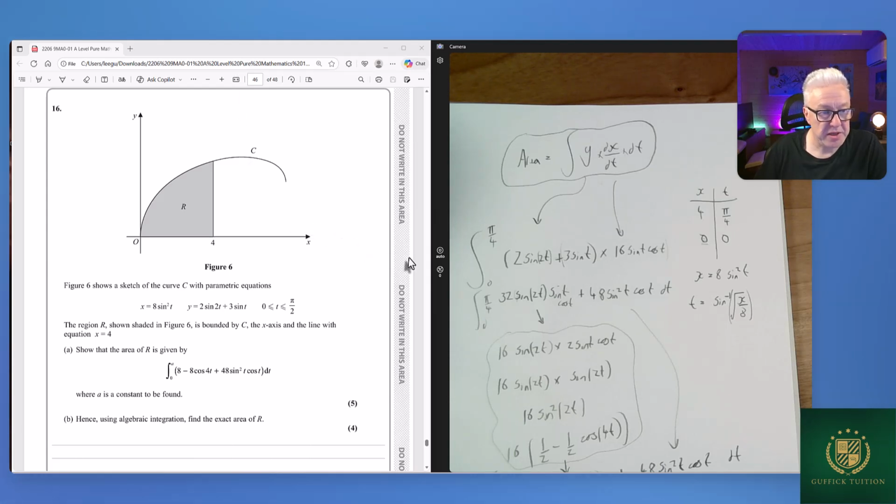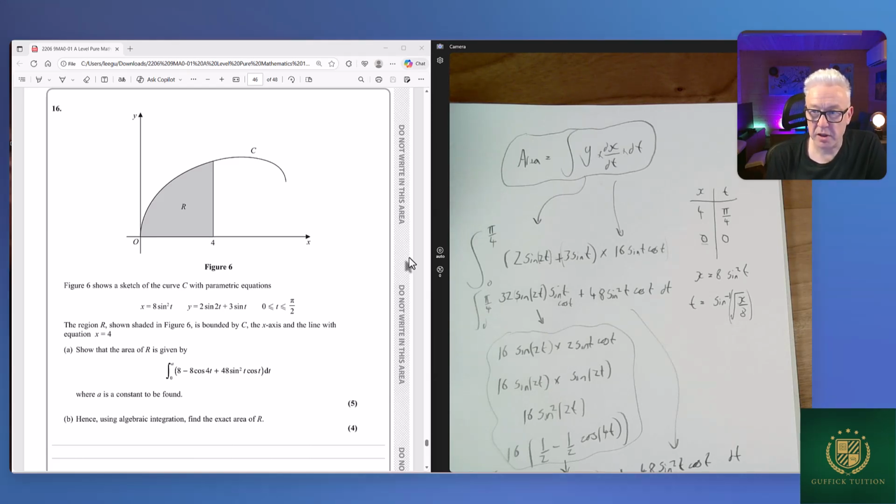So what does it say? It says, figure 6 shows the sketch of a curve with the parametric equations x is equal to 8 sine squared t and y is equal to 2 sine 2t plus 3 sine t. The region R shown shaded in figure 6 is bounded by C, the x-axis, and the line with the equation x equals 4. Show that the exact area of R is given by that expression there.